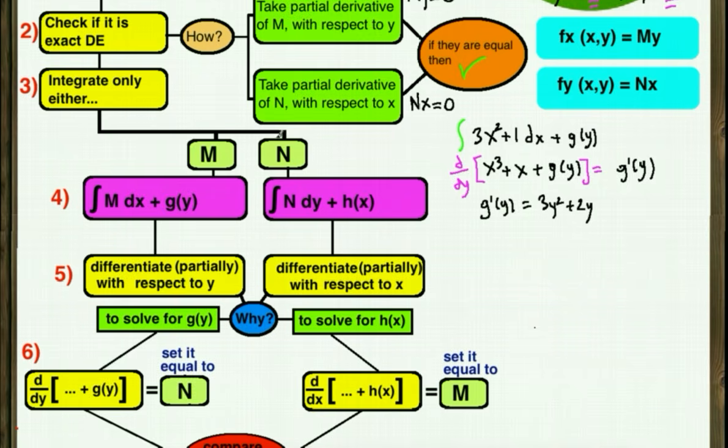If you follow the other path, then you had to integrate N with respect to y. You had to add some function h of x, and you had to differentiate h of x partially with respect to x. To be able to solve for h of x, you had to differentiate with respect to x and set it equal to, this time, the M part of the function. So whichever half you integrate, you set it equal to the other half.